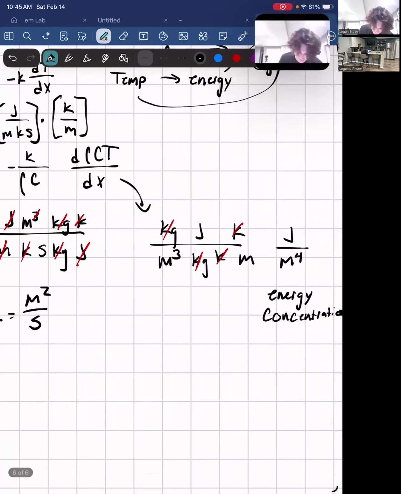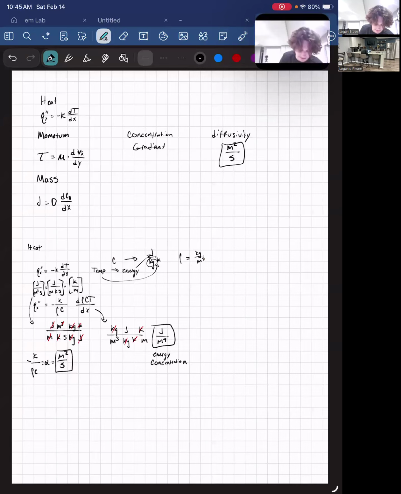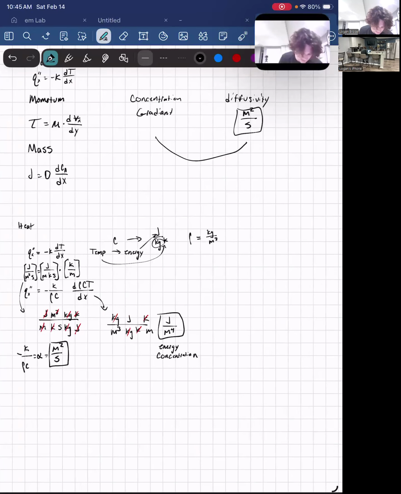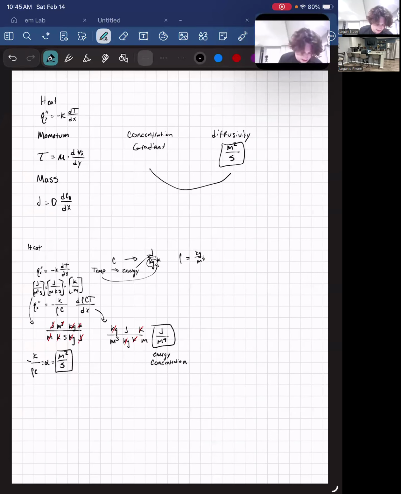And then this is our diffusivity, right? So that's both these terms up here. Diffusivity is the minus K over rho C. Concentration gradient is the change in temperature times density and heat capacity over the change in position. Next, we'll move on to momentum.